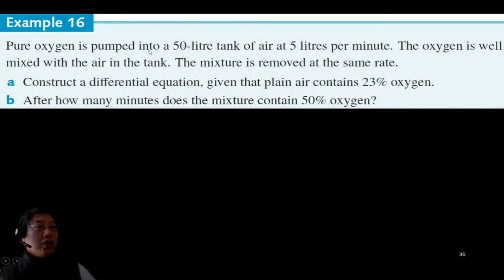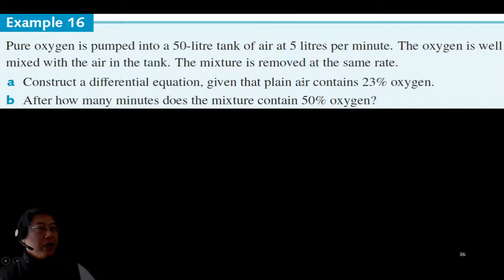So pure oxygen is pumped into a 50-liter tank of air at 5 liters per minute. Now the units tell you that you measure a volume, the time will be in minutes. So liters per minute is the rate of change. Because it's pumped into the tank, that's the increase. And the decrease part is, the mixture is removed at the same rate.